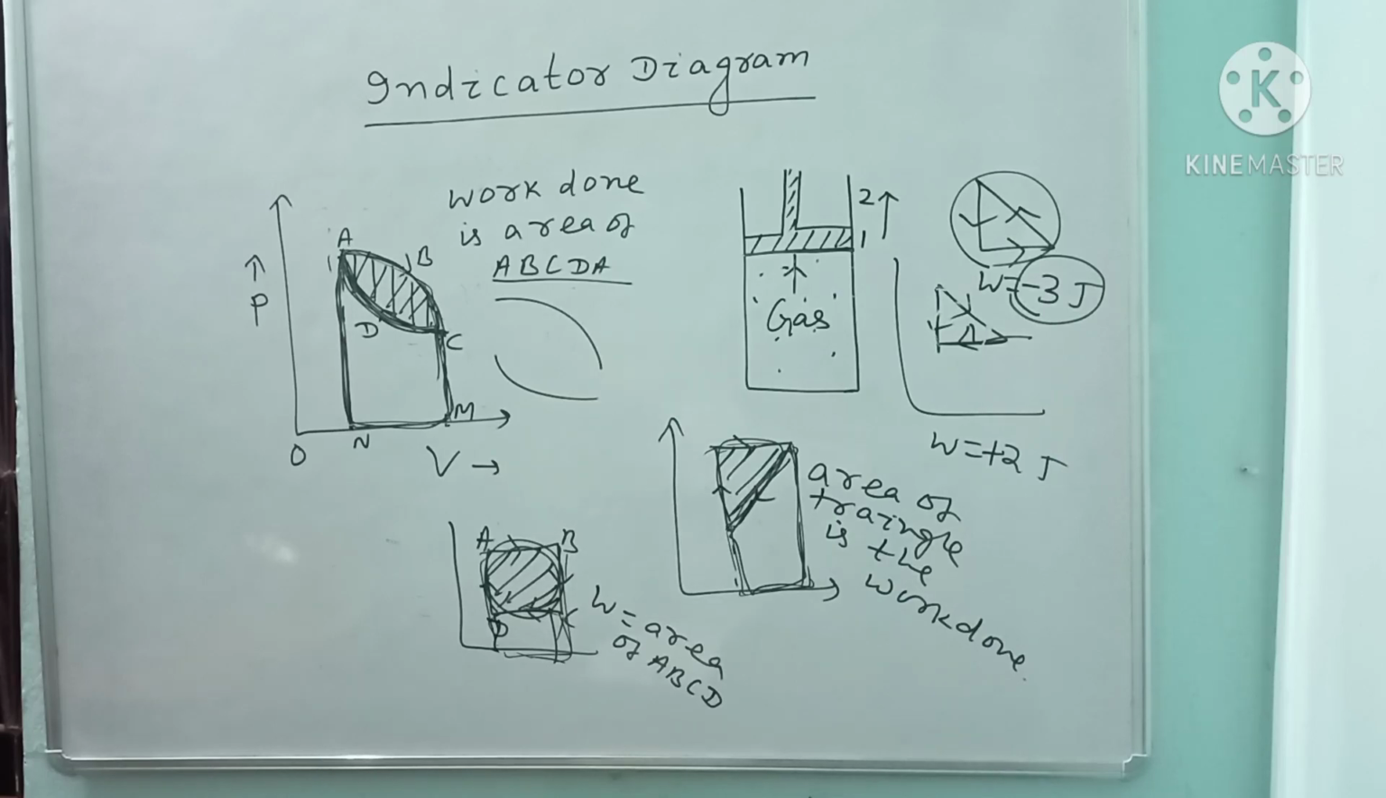So in this video, what we have discussed is your indicator diagram, which is vital in thermodynamics. It is a diagram between pressure and volume. Your pressure and volume are changing from one state to another state of a system. And from this graph, you find out how much work is done, whether this work is positive or this work is negative.